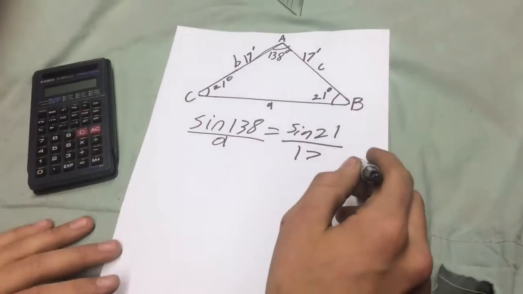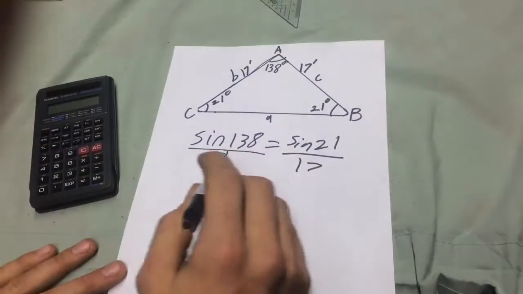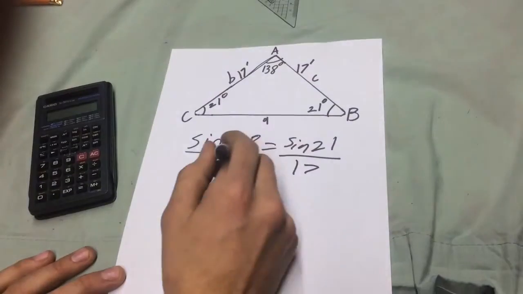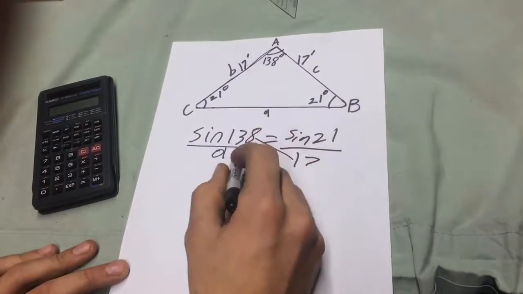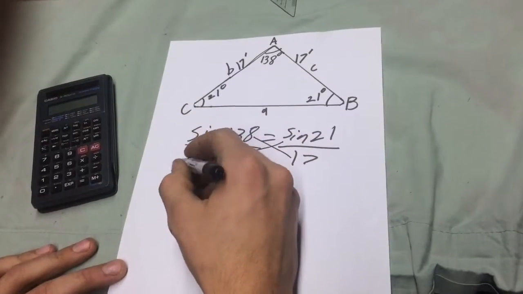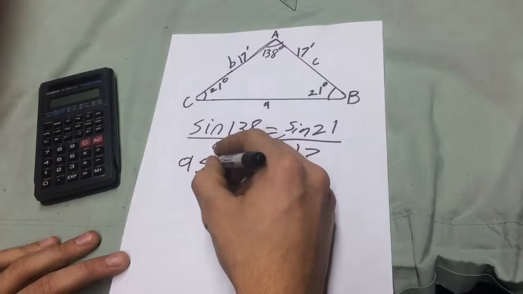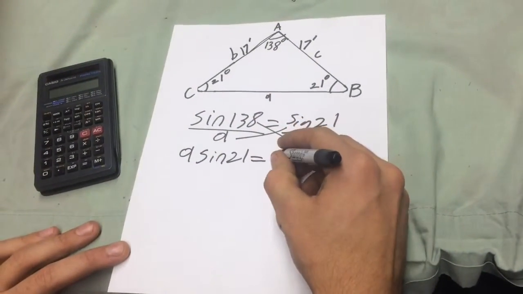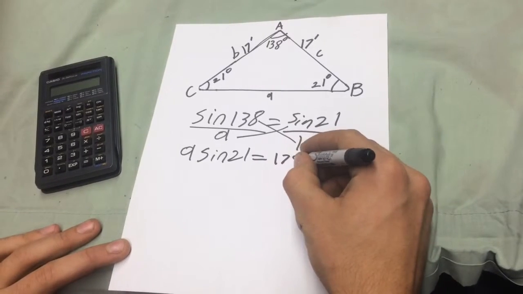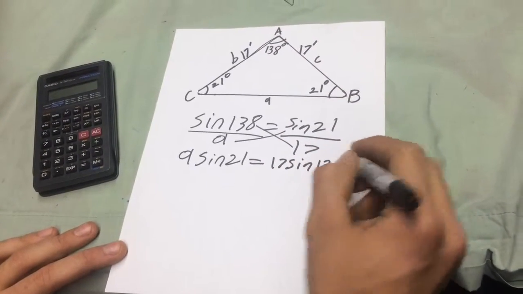Okay, so now we've singled this out. We've removed the third part of the equation. So now we're going to cross multiply this. So we're going to bring this up here and this up here. So now we're going to have a times the sine of 21 equals 17 times the sine of 138.